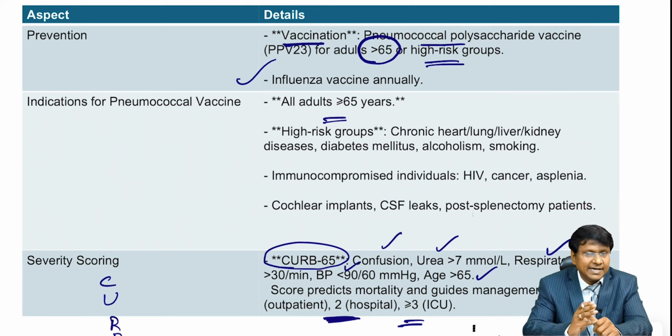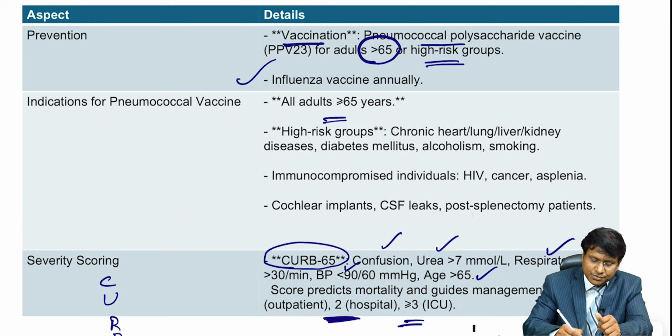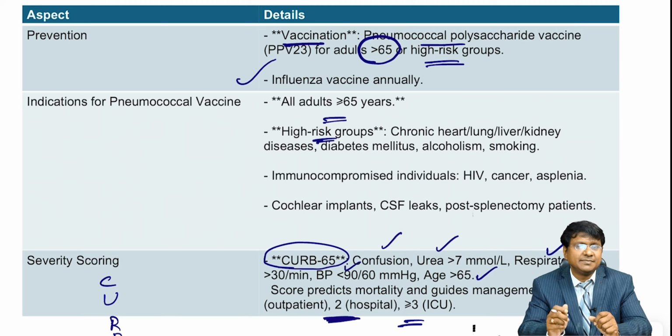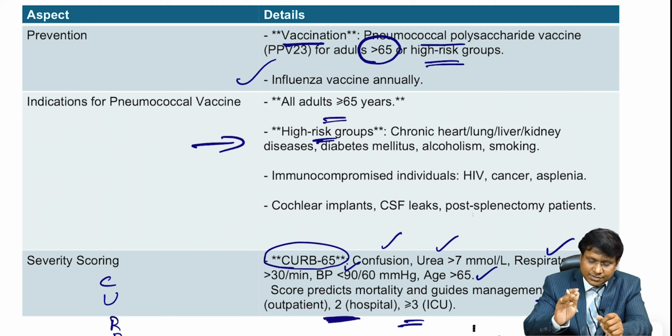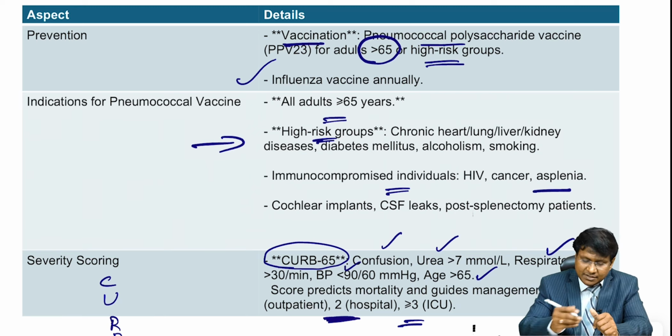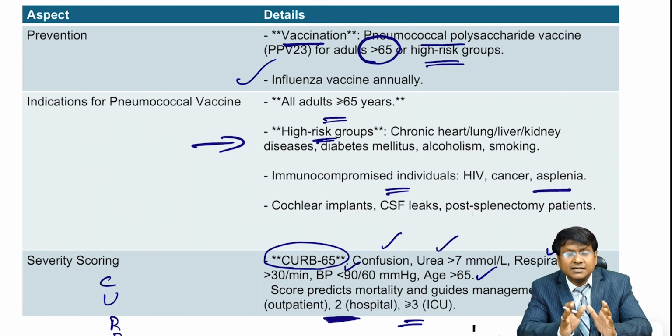Number one, the elderly individuals where the immunity is reduced, and high-risk groups like chronic heart, lung, liver, kidney disease, diabetics, alcoholism, and smoking. So in all these individuals, the immunity is slightly compromised and the individual is more prone to infections. Next is the immunocompromised individuals like HIV, or the individual who is having malignancy, and these individuals who are having the asplenia.